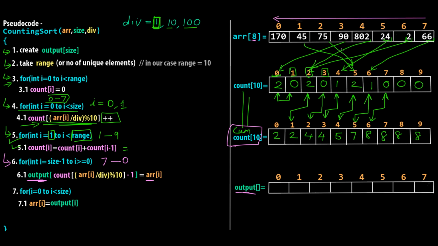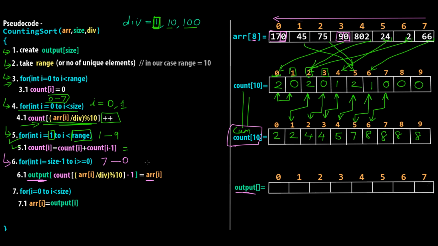Now the reason why we go from right to left is because we want to place these individual elements in proper order. For example, if 170 has come before 90 and both of them have 0 in their LSB, in their units place, for the first time the counting sort is called, so 170 in the output array also has to come before 90. And to achieve this, we have to go in reverse order. So what you can do is you can change this order and start from 0 to 7 also to check if this condition is satisfied.